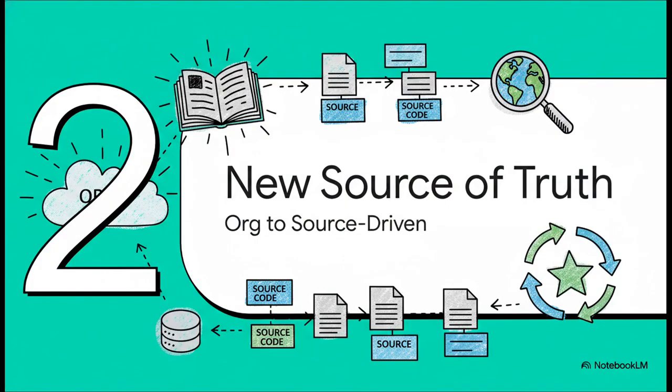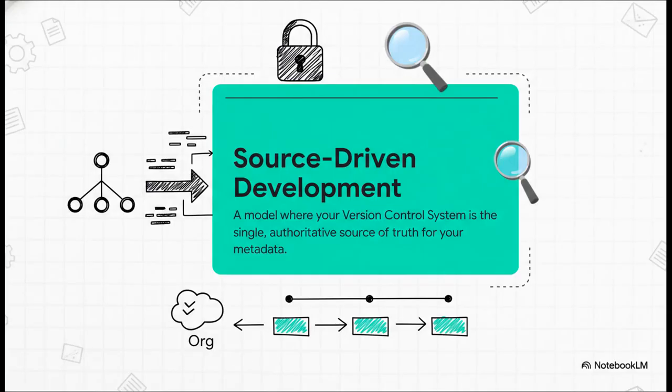So how do we actually get there? Well, it all comes down to a huge change in where we think the truth actually lives. We have to move from a model that's org-driven to one that is completely source-driven. Okay, this right here, this is the absolute heart of the whole new model. In source-driven development, your version control system, we're talking about Git, GitHub, that kind of thing, becomes the single authoritative source of truth. The Salesforce orgs you're working in, they're just temporary copies. They're just reflections of what's in your code. It's no longer the other way around. And trust me, this completely changes the game for tracking changes and making your deployments predictable.